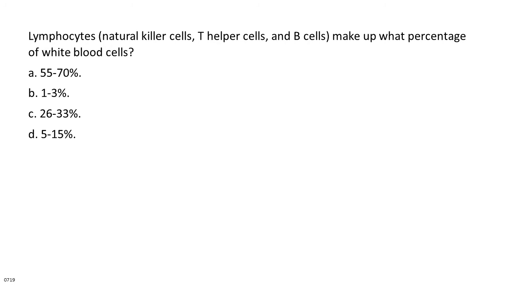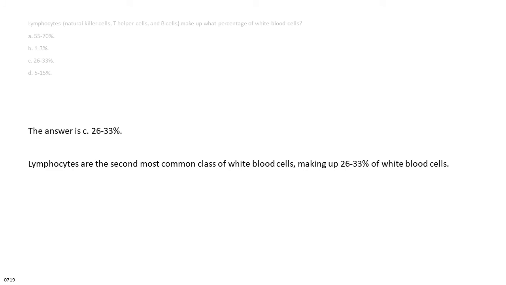Lymphocytes, natural killer cells, T helper cells, and B cells, make up what percentage of white blood cells? A. 55 to 70%. B. 1 to 3%. C. 26 to 33%. D. 5 to 15%. The answer is C. 26 to 33%.